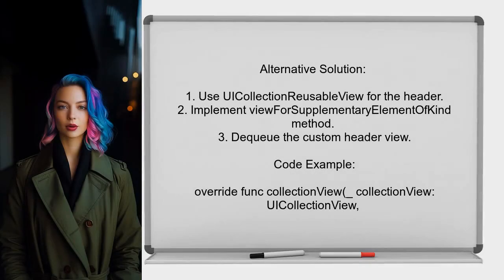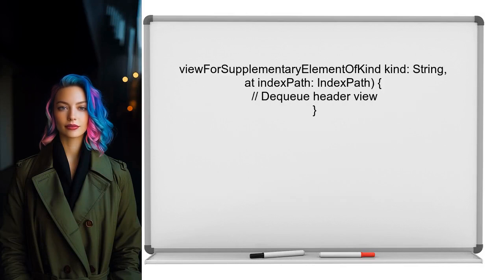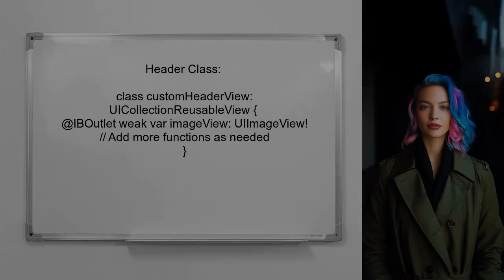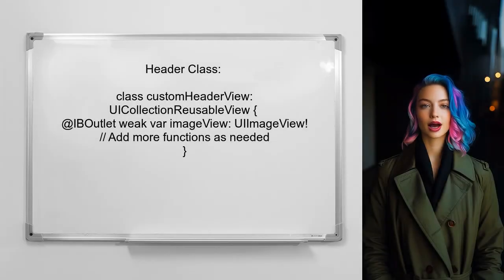An alternative solution suggests not using an image view outside the collection view. Instead, you can utilize UICollectionReusableView for your header. This allows the header to scroll with the collection view's content. Additionally, the header class should be defined to include an image view. This way, you can dynamically set the image for the header as needed.